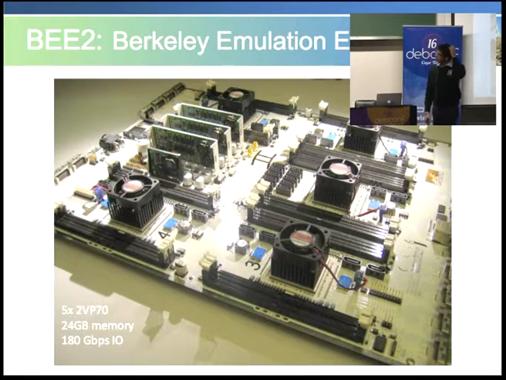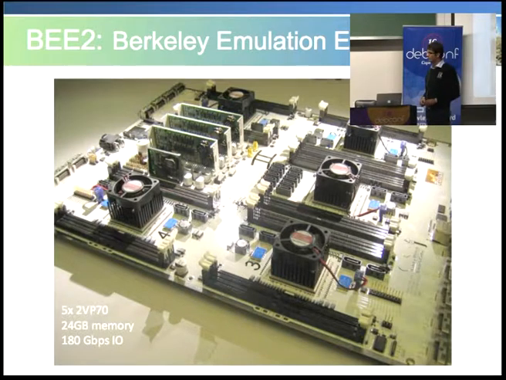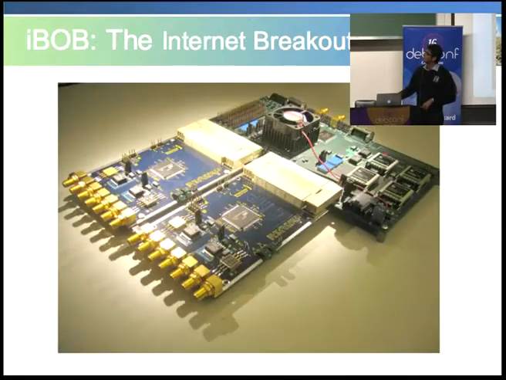So we use these open source hardware platforms. This was sort of the first generation one. This was called the BEE2, which stands for Berkeley Emulation Engine. This board was actually designed to simulate multi-core processors. So Microsoft and Intel were some of the big customers for these boards. And back then, it had incredible specs, 24 gigs of memory and 180 gigabits of I/O. It sounded amazing. Now it's like, yeah, whatever.